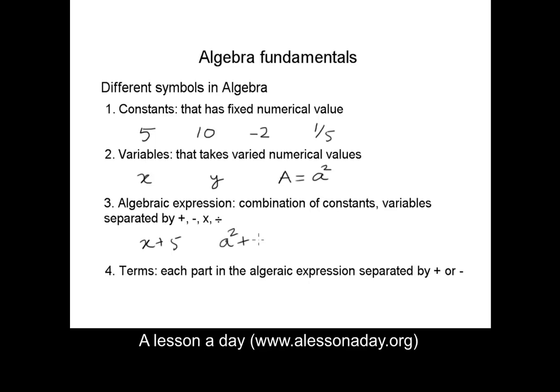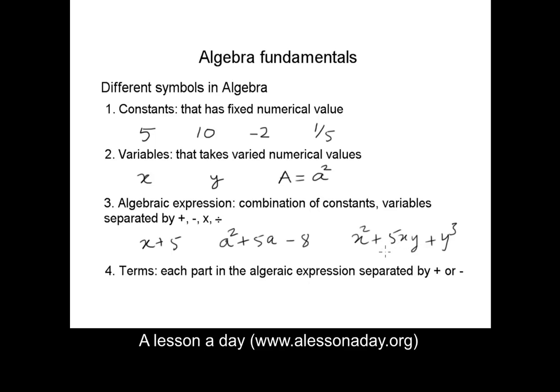A square plus 5a minus 8. Once again, a is a variable and 8 is a constant. X square plus 5xy plus y to the power 3. Once again, x and y are variables here, and we don't have a constant here. But here 5 is not a constant. It is a constant, but here it acts as a coefficient for this x and y. We will go over that later on.